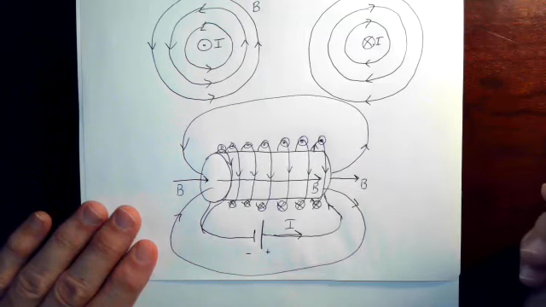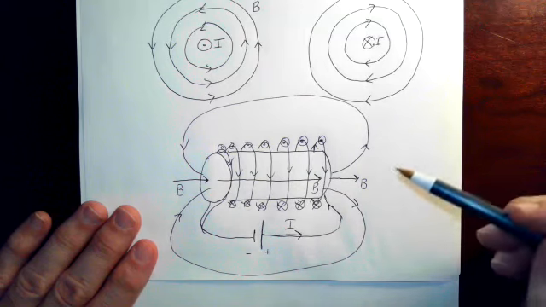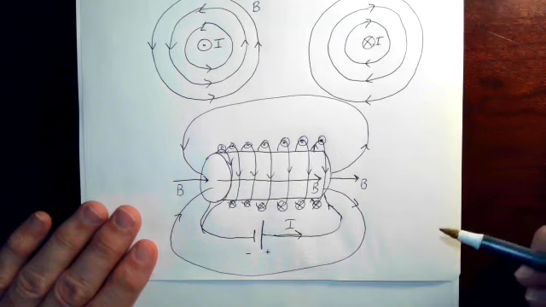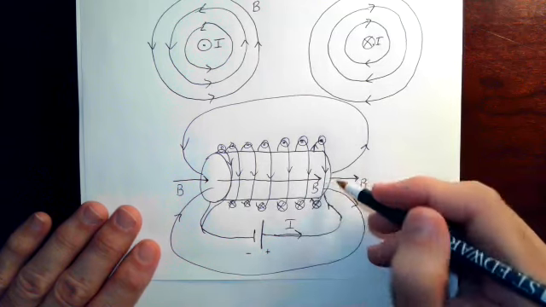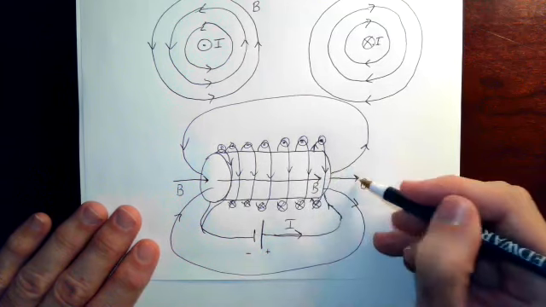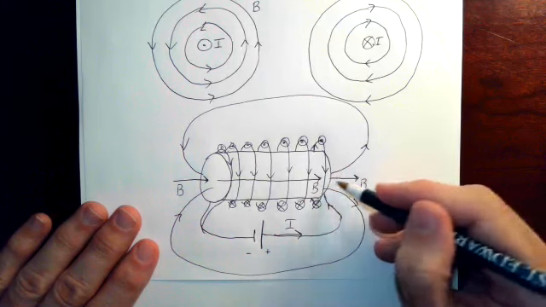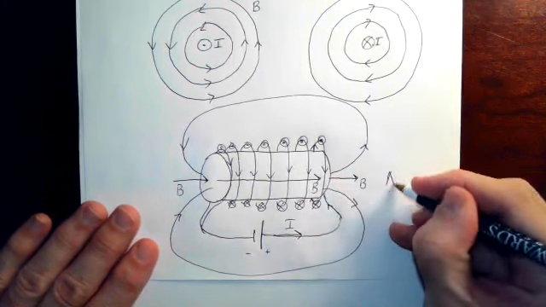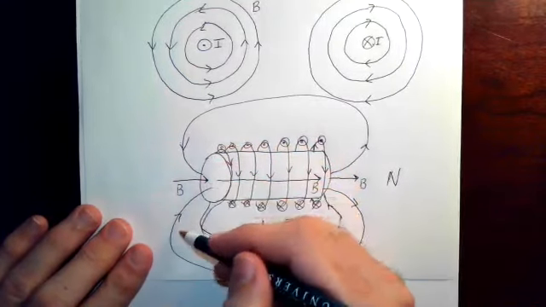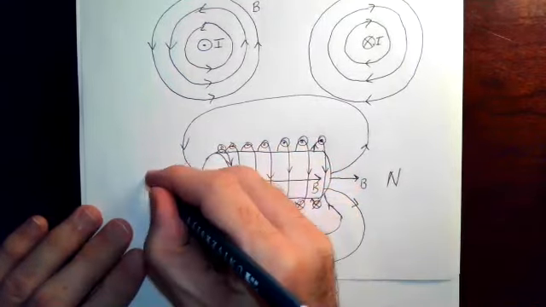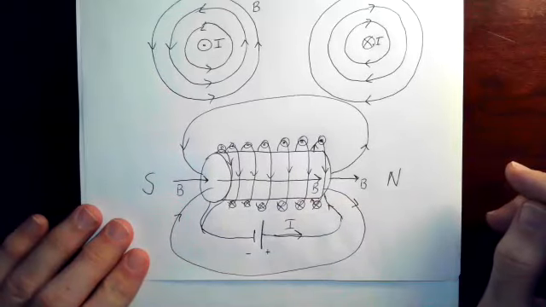Which end of this electromagnet is the north end? Well, remember with a bar magnet, the north end is the end that the magnetic field lines point away from. Okay, so the magnetic field lines are pointing away from this end of the coil. So this is the north pole of my electromagnet. Here the magnetic field lines are going in to this end. So this end is the south pole of my electromagnet.